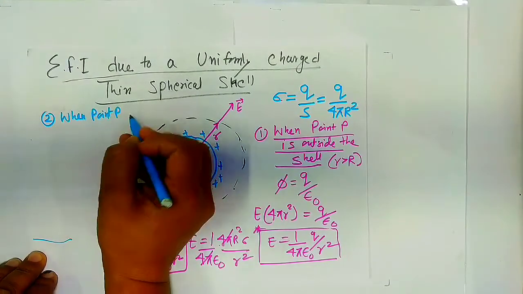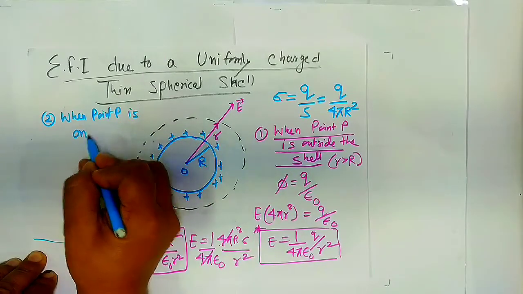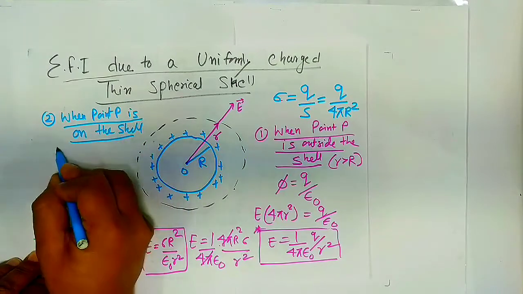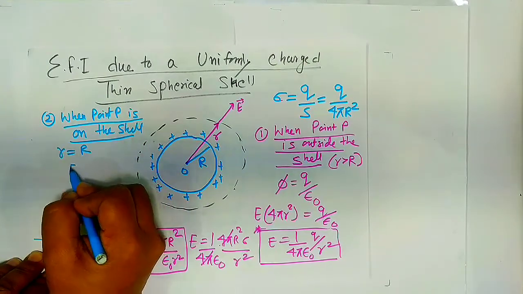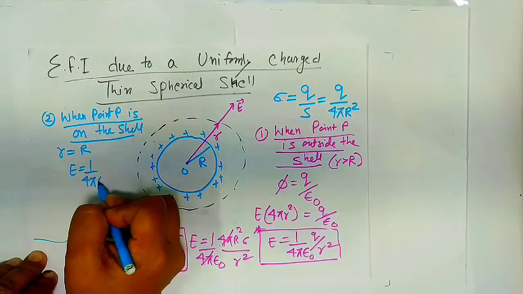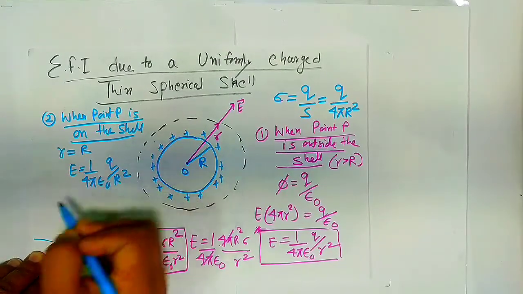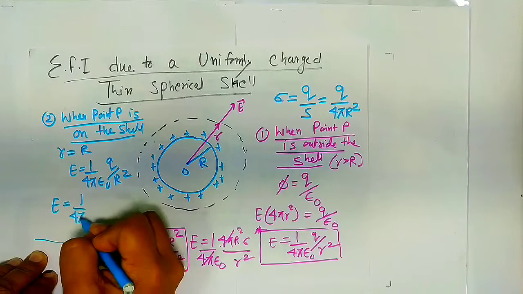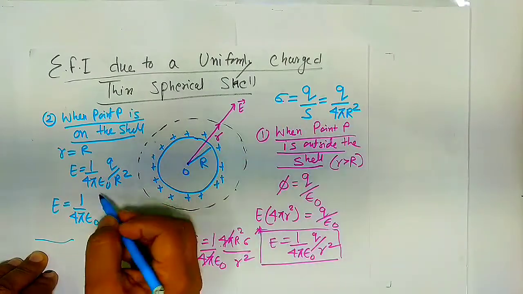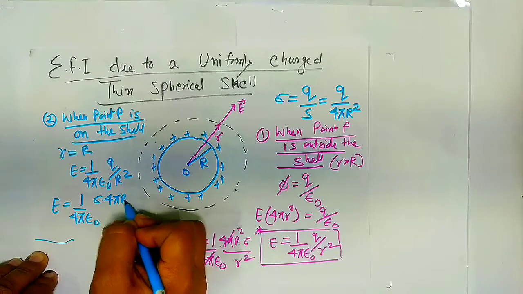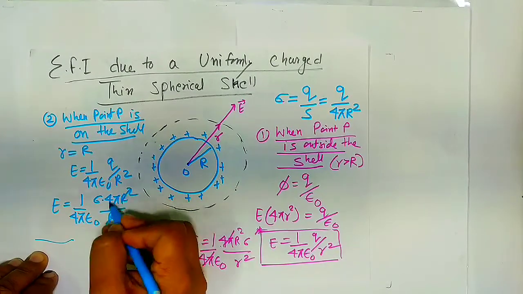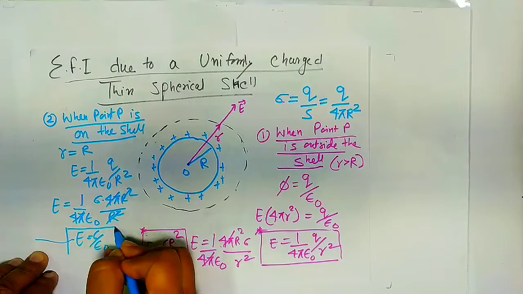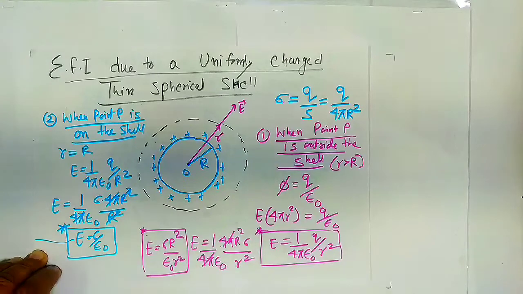Now, second is when point P is on the cell. Very easy, on the cell. Why? Because r equal to R. So E will be simply 1 upon 4 pi epsilon naught Q by R square. And if I put Q here again, sigma S, so 1 upon 4 pi epsilon naught. What is sigma S? Sigma 4 pi R square by R square. So this cancels out and it is simply sigma by epsilon naught. So on the cell, it will be this.